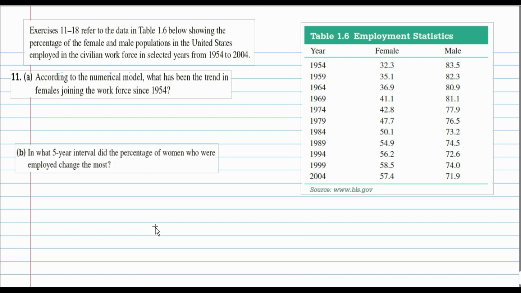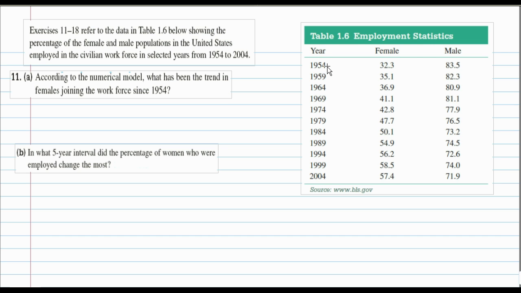The now try problem that goes with example 1 is number 11 from your exercises. The directions say refer to the data in table 1.6, which is right over here, off to the side, showing the percentage of the female and male populations in the United States employed in the civilian workforce in selected years from 1954 to 2004. So in my head, I'm thinking selected years sounds a little weird. So I'm going to look over here. I do actually see 5-year intervals for each, quote, selected year.